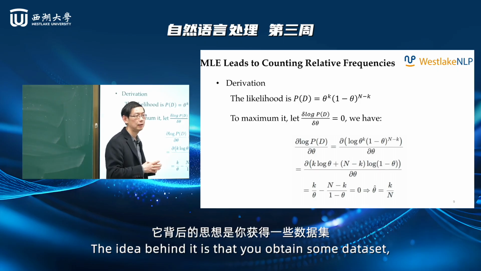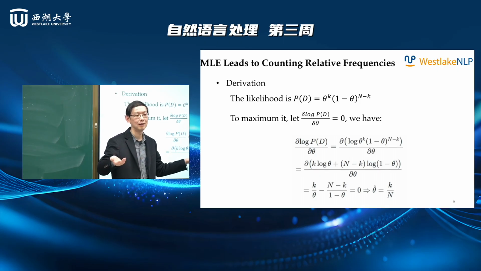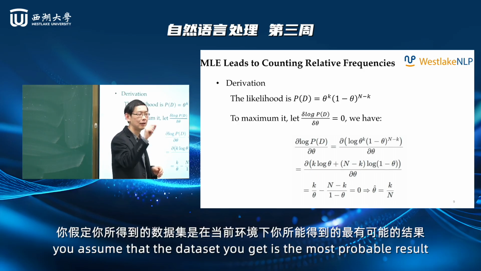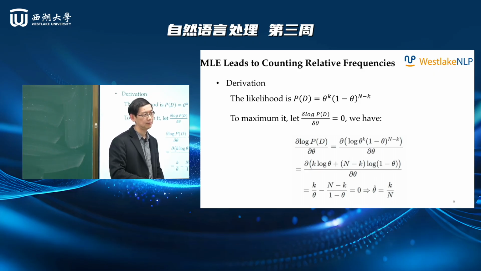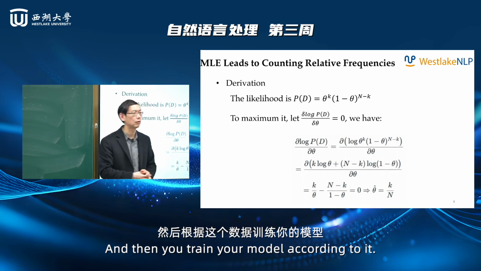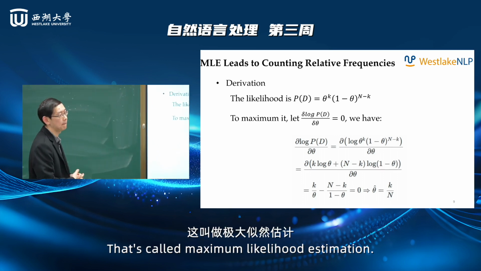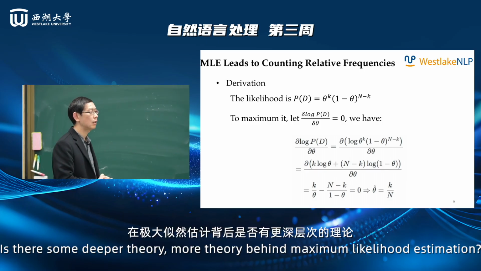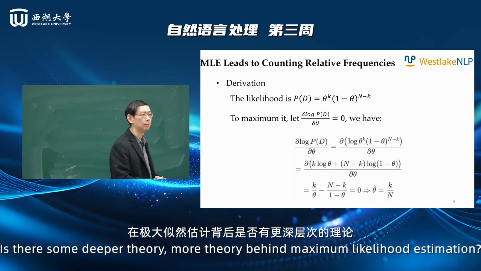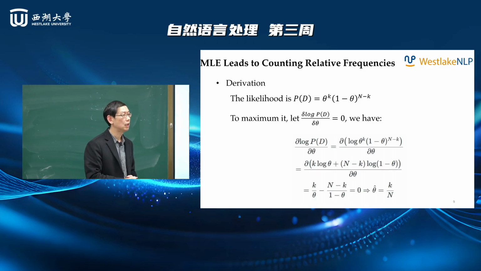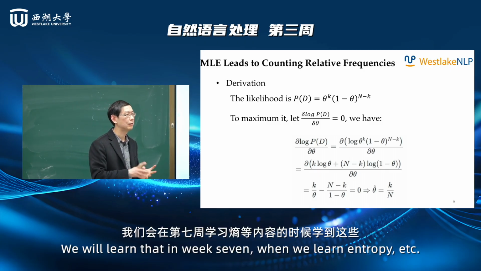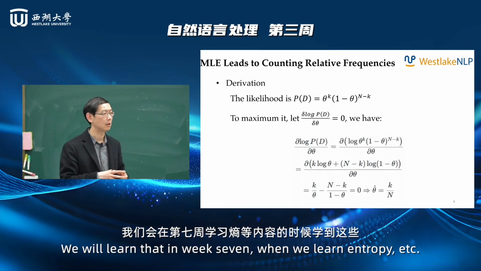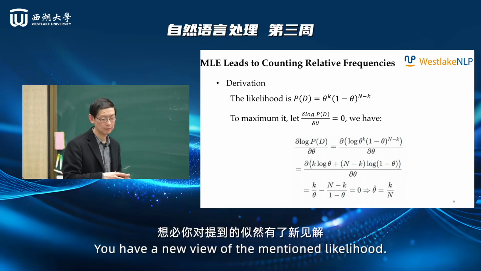The idea behind it is that you obtain some data set. This data set must mean something. You assume that the data set you get is the most probable result you get in the universe, and then you train your model according to it. That's called maximum likelihood estimation. Is there some deeper theory behind maximum likelihood estimation? We will learn that in week 7 when we learn entropy, etc. You'll have a new view of maximum likelihood.